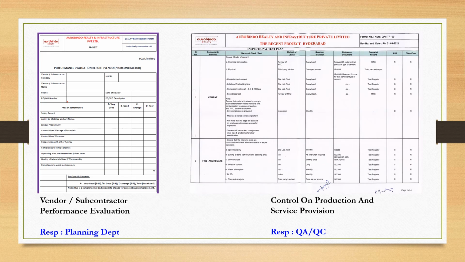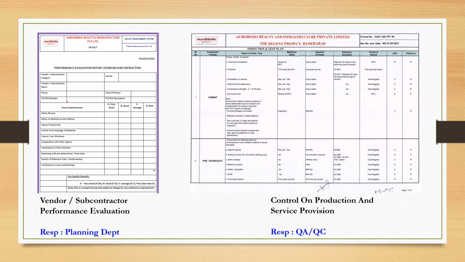This is the format to evaluate the performance of vendors and subcontractors as per our quality manual. This will be done by our planning department. The areas of performance points are given below. Each area will be awarded marks. The average will be calculated and they will be rated as very good, good, average and poor. Thus the areas of improvement of the subcontractors and vendors are identified and they will be notified.